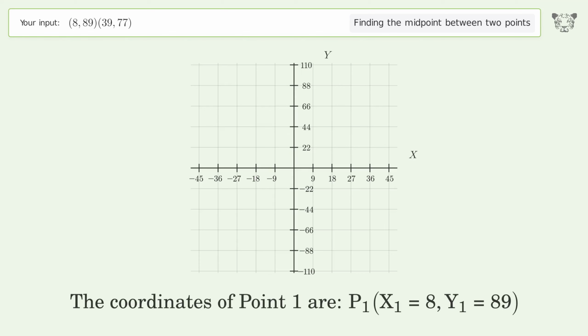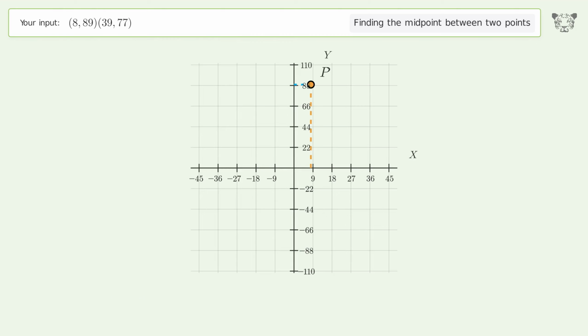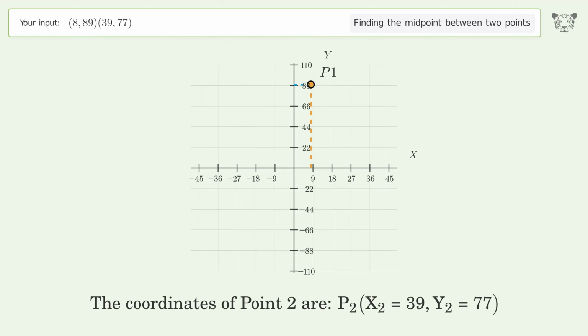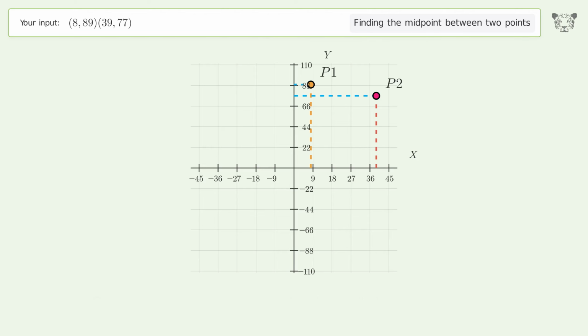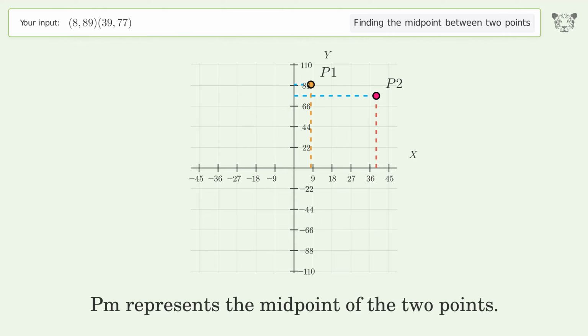The coordinates of point 1 are, x1 equals 8, y1 equals 89. The coordinates of point 2 are, x2 equals 39, y2 equals 77. PM represents the midpoint of the 2 points.